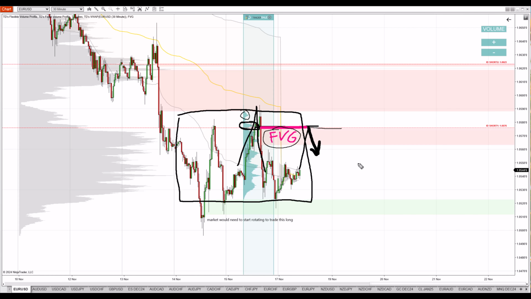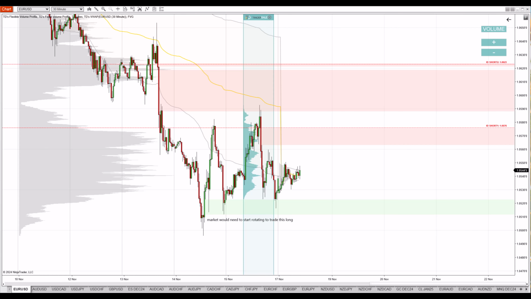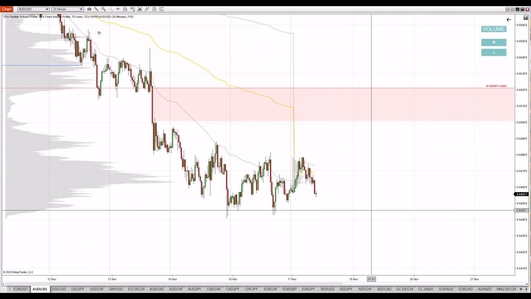What we need to do now is just wait for that pullback, and if it occurs, then this is a good level to take the short. A very similar scenario was on the Australian dollar US dollar. I'll just quickly show you.